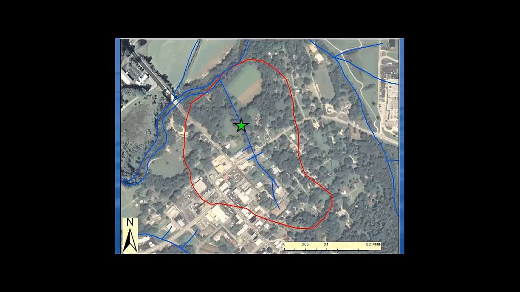Here's an aerial image of that small watershed. The green star is the location of the photograph that I just showed you. And you'll notice that a good deal of the upper watershed is made up of residential areas and also a commercial area in downtown Clarkesville.